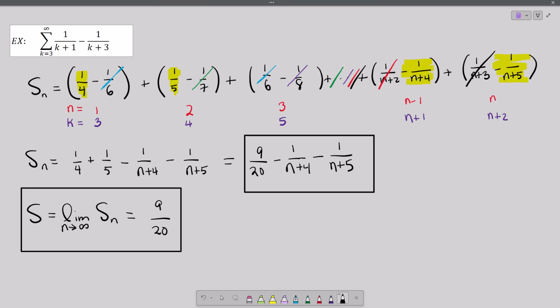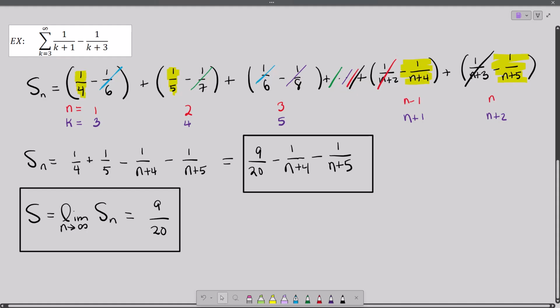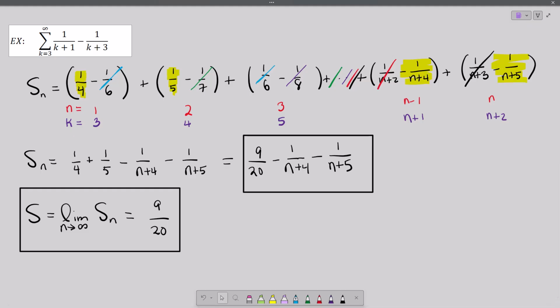So, how do you know that n starts at 1? N always starts at 1. N's counting. Okay. So n is counting the number of terms. So is k the index? K is the index, and n is the counting of the terms. So when k is 3, that's where we start here. There's the first term, so n is 1. So n is always going to count the number of terms.